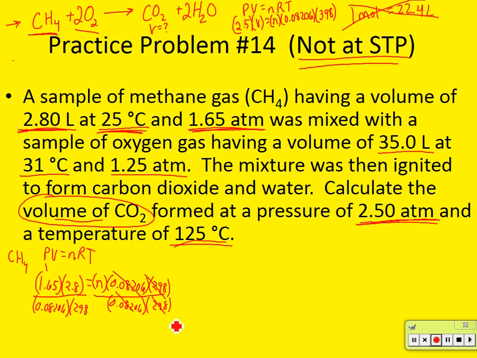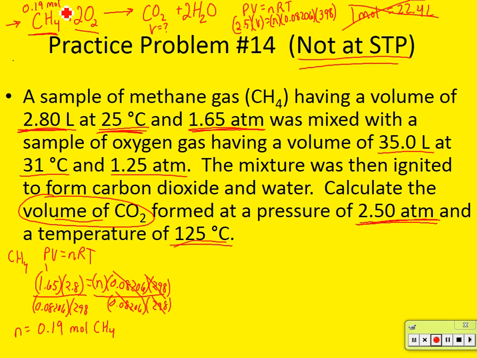So the number of moles of methane can be found by doing this calculation: 1.65 times 2.8, divided by the ideal gas constant, and then divided by the temperature, 298. Are you getting that n is equal to 0.19 moles of CH4? Okay, so I know the moles here: 0.19 moles of methane.